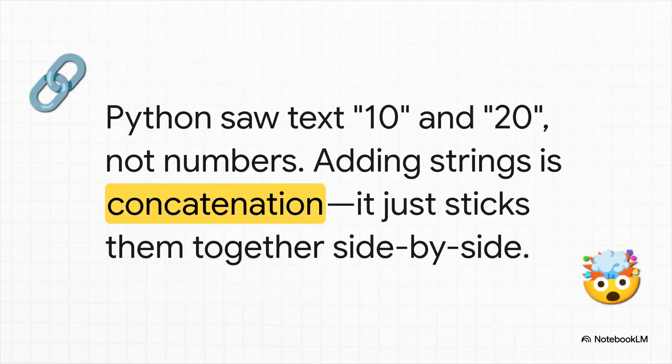Okay, so let's put it all together. Python didn't see the number 10 and the number 20. It saw the text 10 and the text 20. And when you use the plus sign on text, Python doesn't think math. It thinks glue. It just sticks them together, side by side. It's a process called concatenation. And that is exactly why 10 glued to 20 becomes 1020.